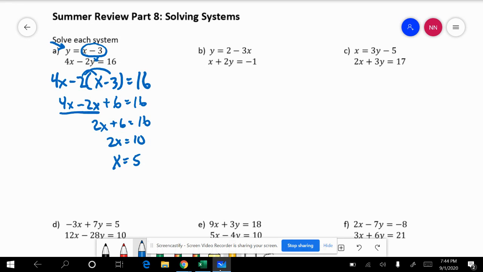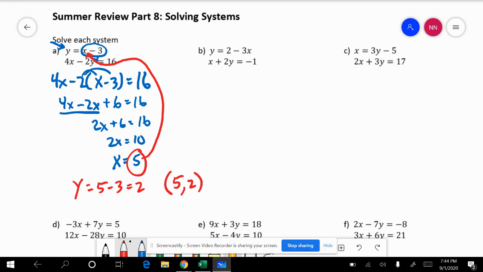Now we take this 5 right here and we plug it into one of the equations. I always like to choose the easiest one. In my opinion, that would be the first one. So we have y, instead of an x, we have a 5 minus 3, which we know is 2. So our ordered pair is 5, 2. Now, one way to check if this is correct is you could take the 5, 2 and plug it into the other equation. If I plug a 5 right here and a 2 right there, that would be 20 minus 4, which of course is 16, so I know I got it correct.